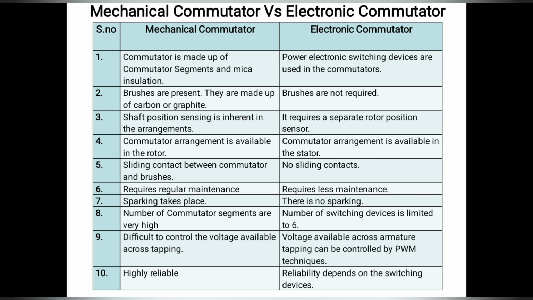A mechanical commutator requires regular maintenance and sparking takes place. An electronic commutator requires less maintenance and there will be no sparking at all. The number of commutator segments is very high in mechanical. The number of switching devices is limited to 6 in an electronic commutator. It is difficult to control the voltage available across the armature tapping in mechanical, whereas the voltage across the armature can be controlled by PWM techniques in the electronic commutator. The mechanical commutator is highly reliable, whereas reliability depends on switching devices in the electronic commutator.